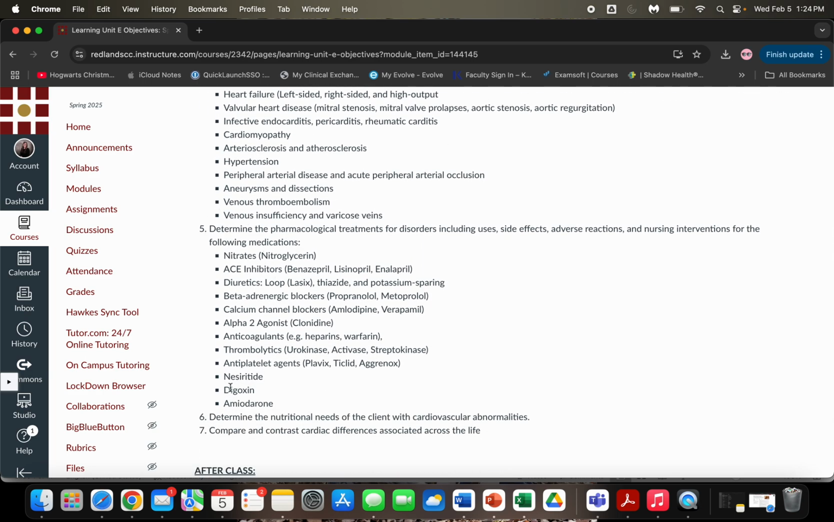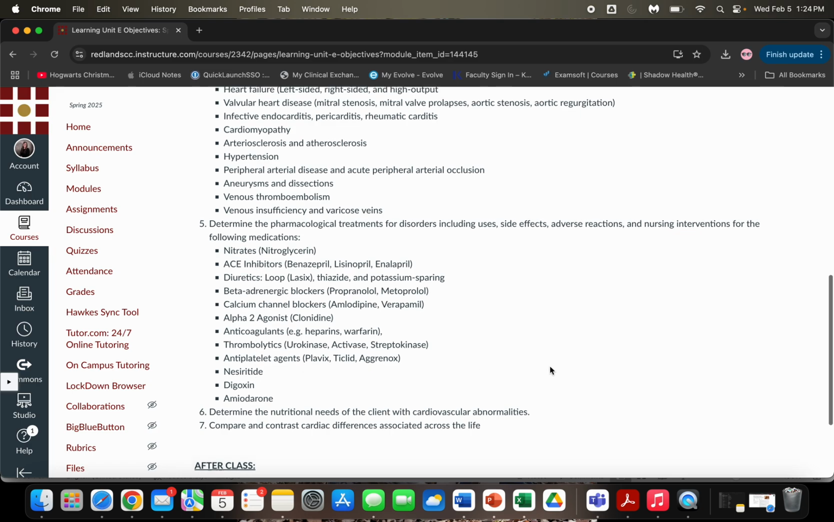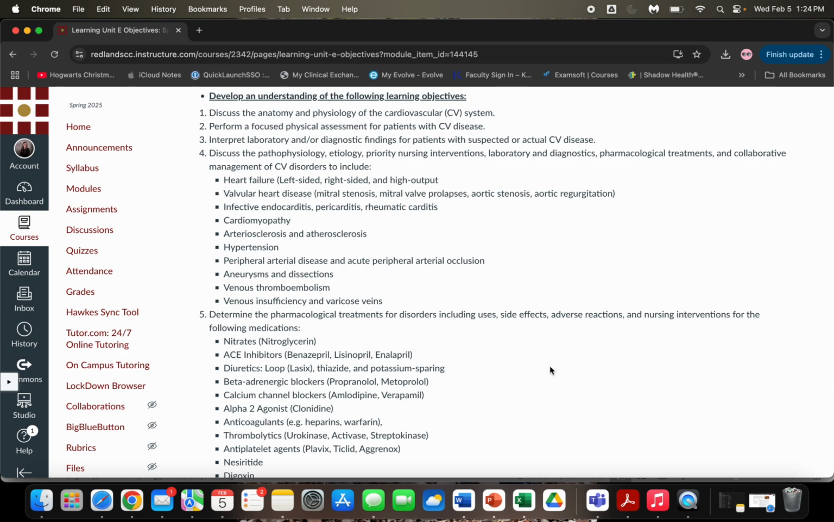And then these are our pharmacology pieces for this lecture as well, okay? So find whatever method works for you, but that's my best recommendation, is to make sure that you understand all of the components of those things.